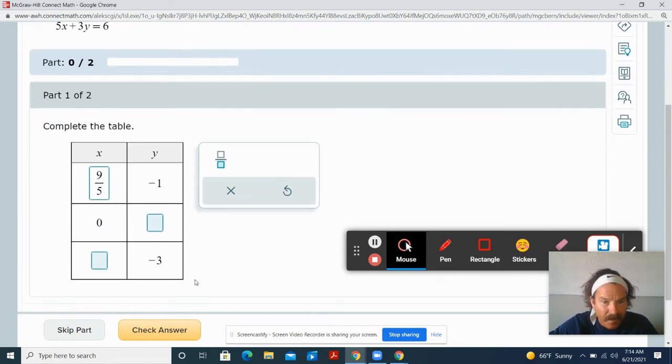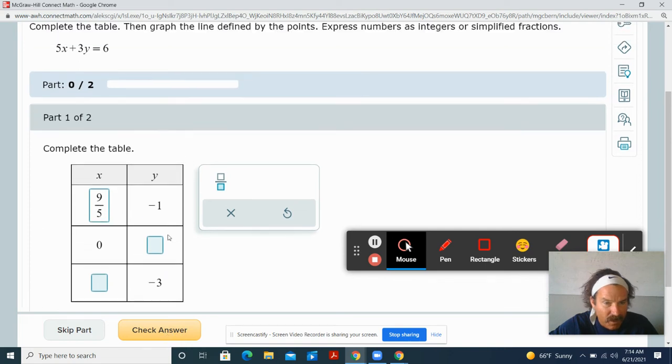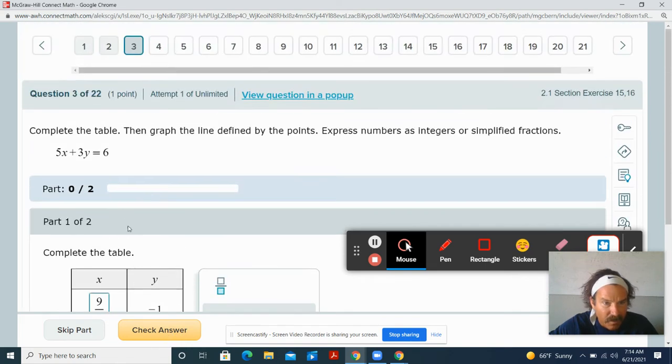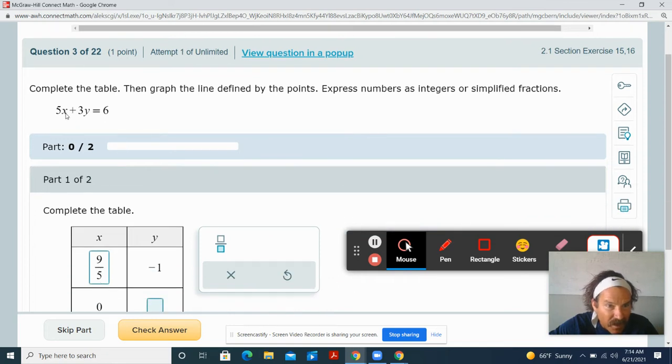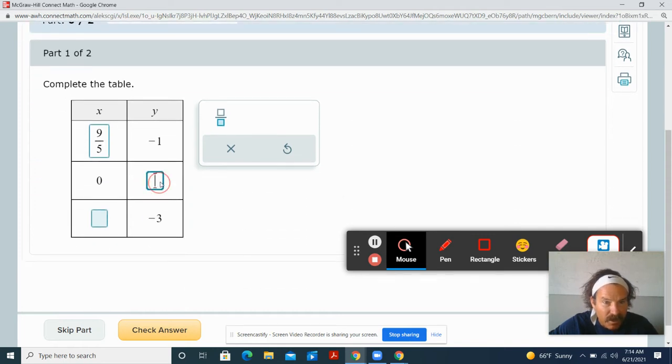Okay. And we do the same thing for 0. Plug 0 in for x. If I plug 0 in for x here, that's 0. So I can solve this in my head. 3 times 2 is equal to 6. So I'm going to put 2 here.